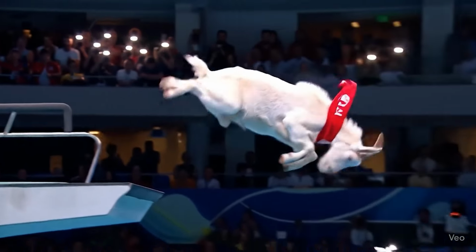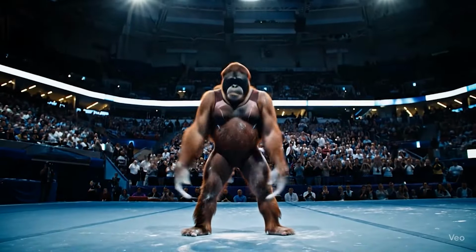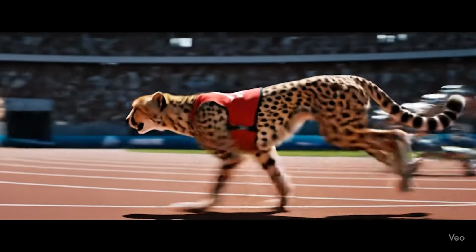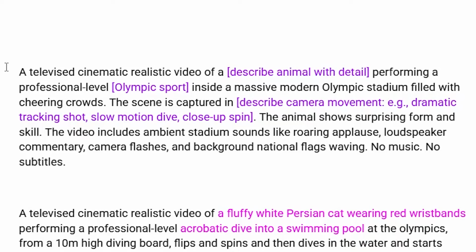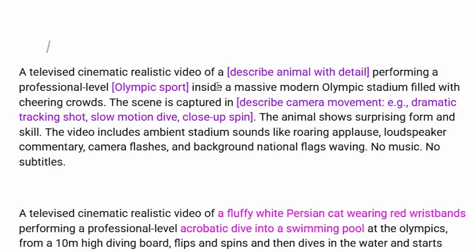All right, the next format that's really going viral is Animal Olympics. This format is pure entertainment gold, and it's been blowing up on social media lately. Let's break down the exact formula you can use. A televised, cinematic, realistic video of an animal performing a professional-level Olympic sport inside a massive modern Olympic stadium filled with cheering crowds. The scene is captured in Revue Maneater. The animal shows surprising form and skill. The video includes ambient stadium sounds like roaring applause, loudspeaker commentary, camera flashes, and background national flags waving.